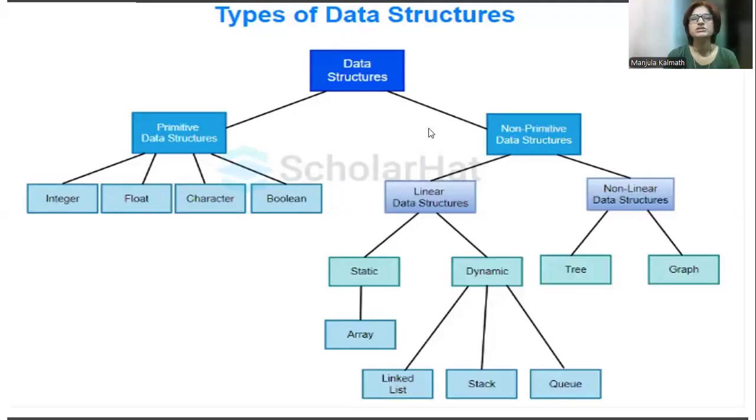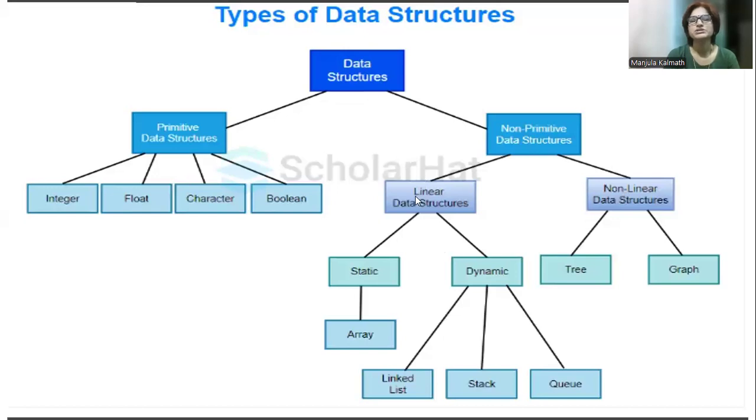Hello everyone. In this video, we are going to discuss the detailed classification of data structures. Data structures are basically classified into two types: primitive data structure and non-primitive data structure. In primitive data structure, we have basic data types like integer, float, character, and Boolean. Non-primitive data structures are further classified into two types, linear data structures and non-linear data structures, based on their organization.